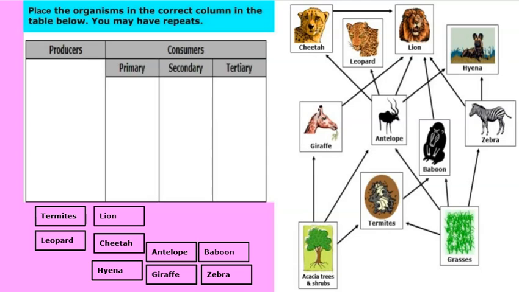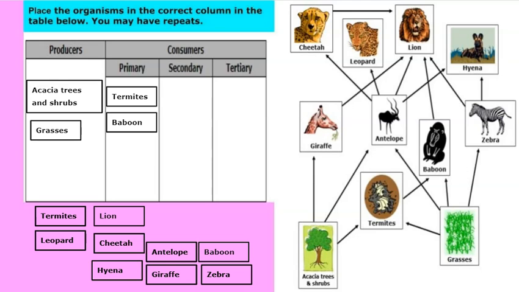All right. Place the organisms in the correct columns in the table below. You may have repeats. All right. Not the first one, though. There's only two producers. That's the acacia trees and shrubs and the grasses. The primary consumers, those things that were eating the acacia trees, shrubs, and grasses: termites, baboon, antelope, giraffe, and the zebra. Those are the 5 organisms you should have in that column.